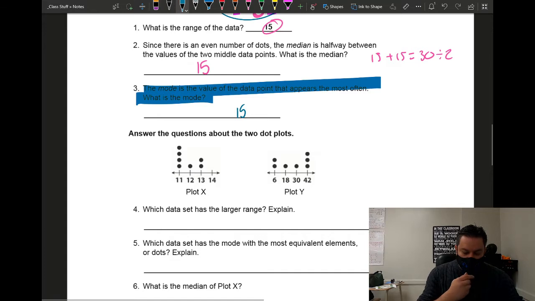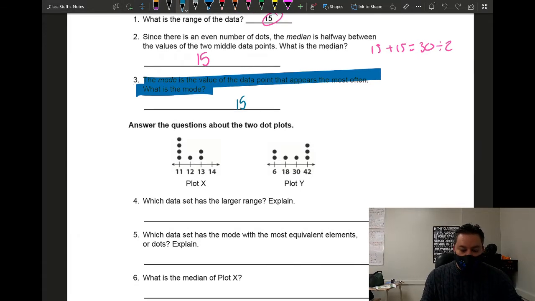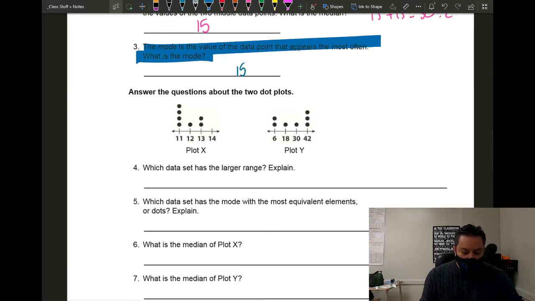Now we're gonna look at those two, dot plot X and plot Y, and answer the next questions. This is very similar to the assignment that my class is gonna be doing. Number 4, which data set has the largest range? Remember, you gotta find the bigger number and the smaller number. So we're gonna compare them too.